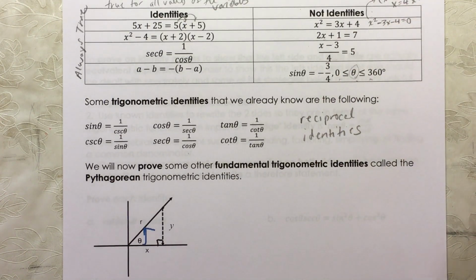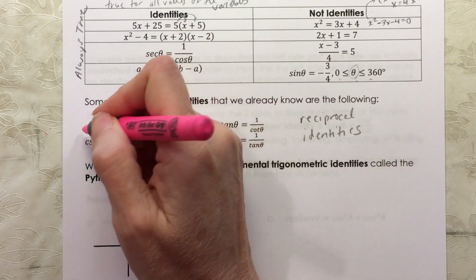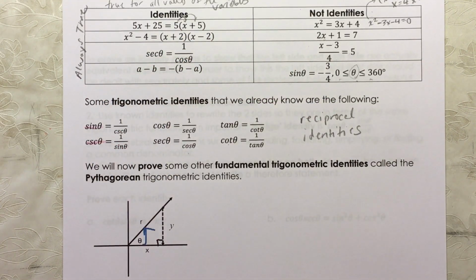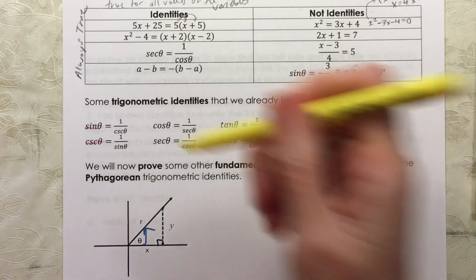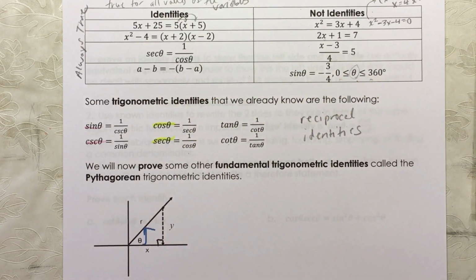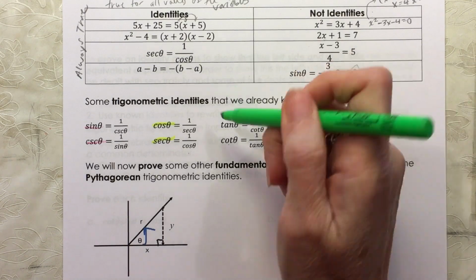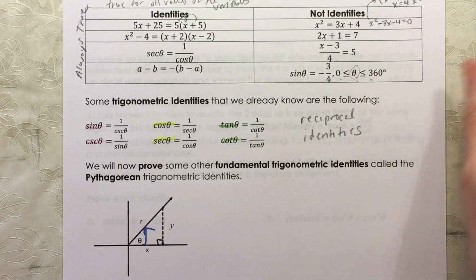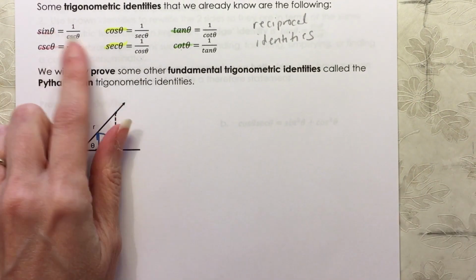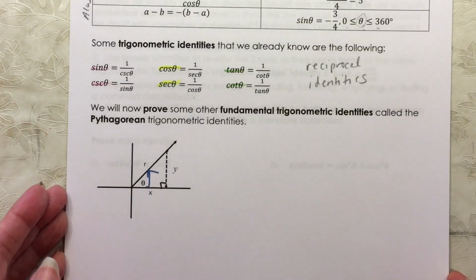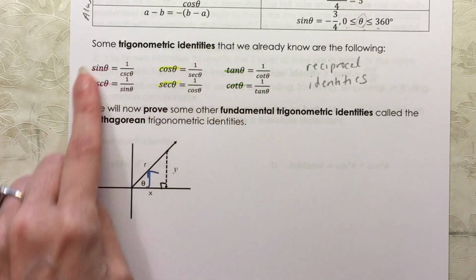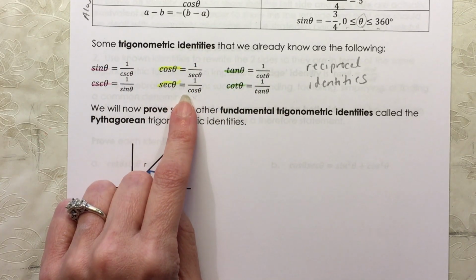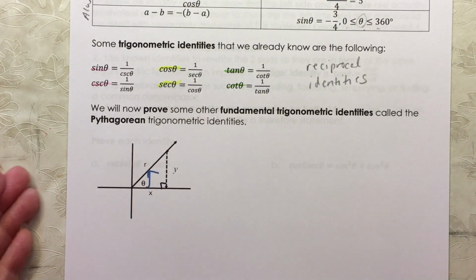So those are our 6 reciprocal identities, and they come from how sine and cosecant are related, how cos and secant are related, they're reciprocals of each other, and how tan and cotan are related. They're reciprocals of each other. These 6 again are considered fundamental identities because they're just things we should know are true, we should have in our head, okay?